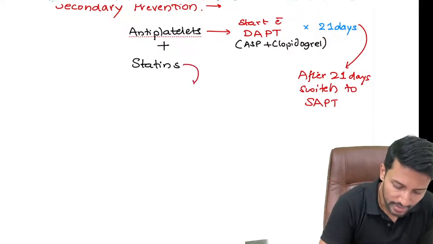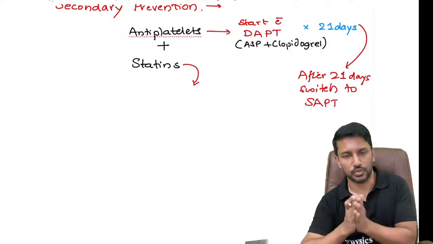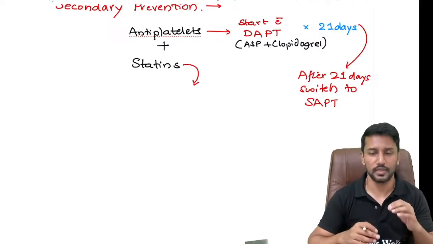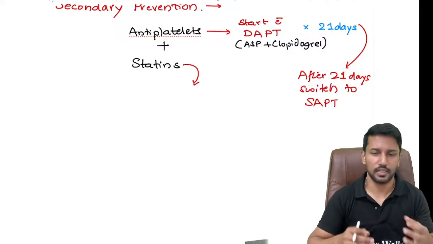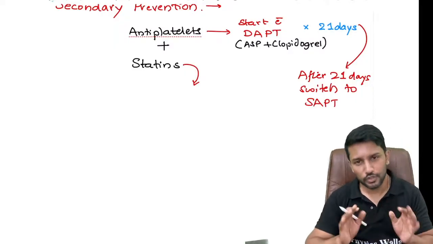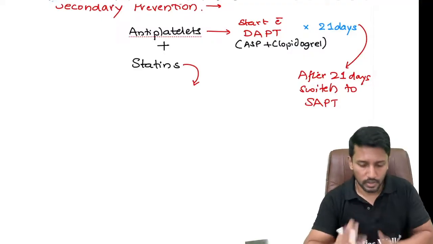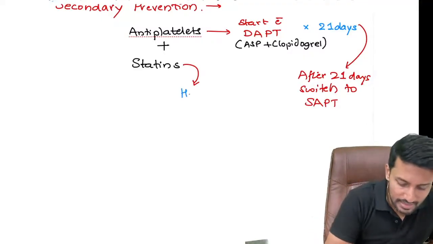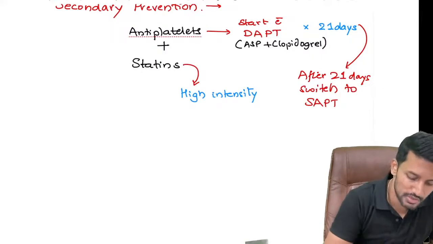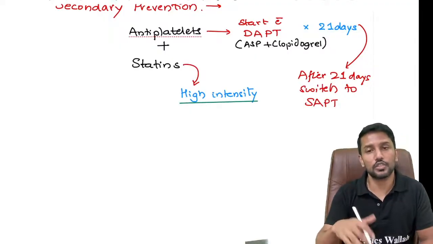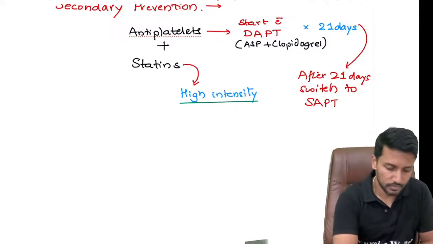Now when it comes to statins, what statins should we choose? You are familiar with atorvastatin, rosuvastatin, pitavastatin, simvastatin. Which one do we choose? The choice of statin is not important. What dose we start is important. So there is something called a high intensity dose, or high intensity statins. What is a high intensity dose of a statin? That dose of a statin that can reduce your LDL cholesterol by more than 50%.